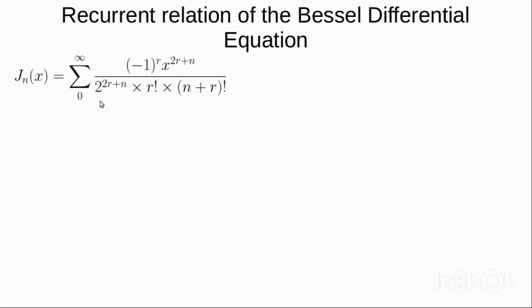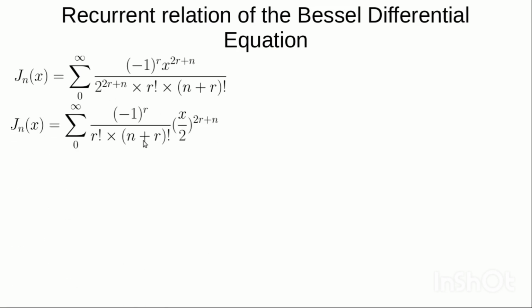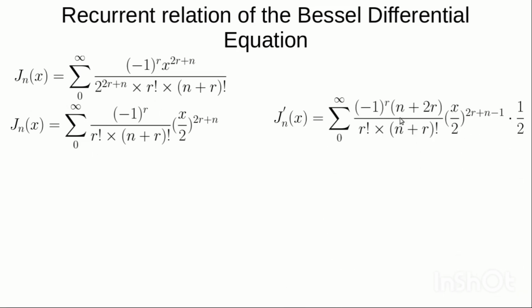So we start from this function and notice that we can re-express it as this expression, where our 2 here and our x here have the same power, so we'll bring it up. If we differentiate this expression, we have this. Why? Because our 2r plus n will come back. We subtract 1 from this to get this expression, and we also differentiate our x over 2 to give us half. Then we multiply, which is this.